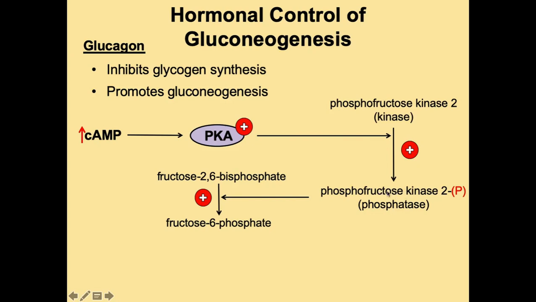The phosphatase action of this enzyme then cleaves fructose 2,6-bisphosphate to fructose 6-phosphate.